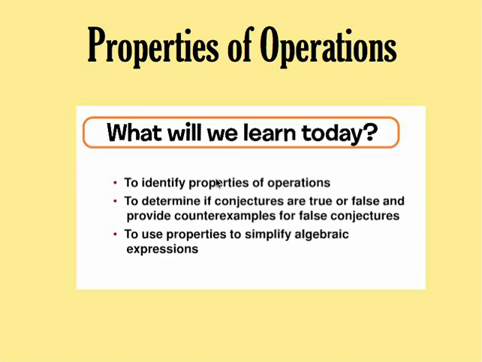Today we're going to talk about properties of operations. So we're continuing our conversation about algebraic expressions and patterns and things like that, but something that's going to be really important for us is going to be to understand the properties that determine how we can work with numbers. So today we're mainly going to be focusing on how to identify the properties of operations, and to determine if conjectures are true or false, and provide counterexamples for false conjectures, and to use properties to simplify algebraic expressions.